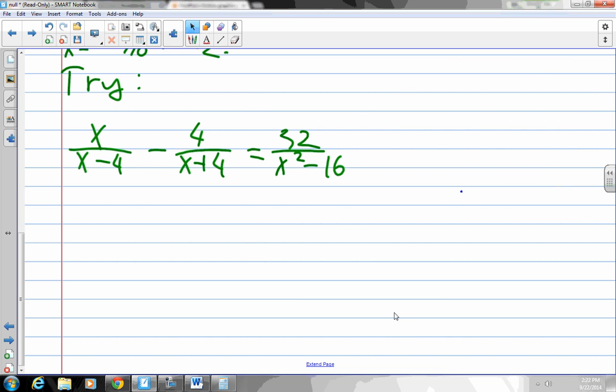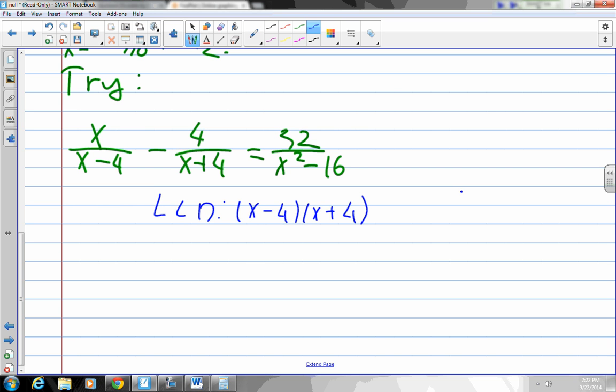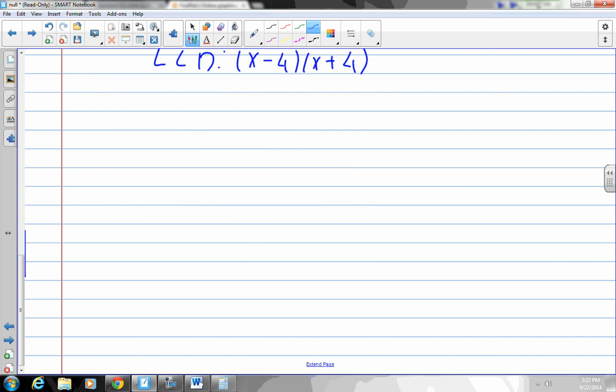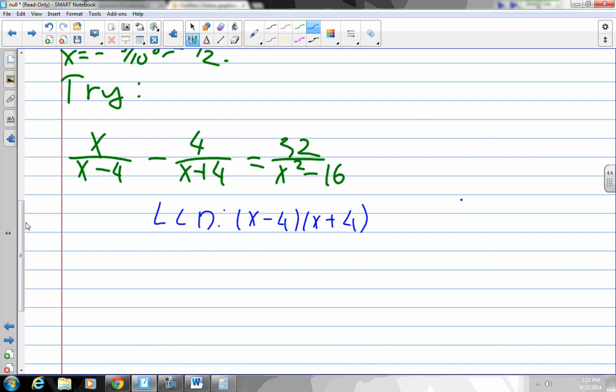But yeah, so there are no solutions. The way you do that, you multiply by the LCD, which here is x minus 4 times x plus 4, because that one factors into x minus 4, x plus 4. In the first one, x minus 4 cancels, and you're left with x times x plus 4. In the middle one, x plus 4 cancels, so that's minus 4 times x minus 4. On the right, the entire denominator cancels, and you're left with 32.